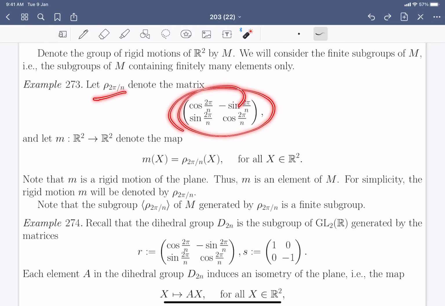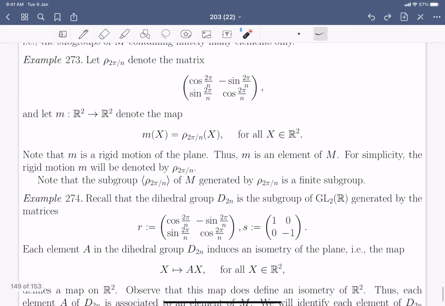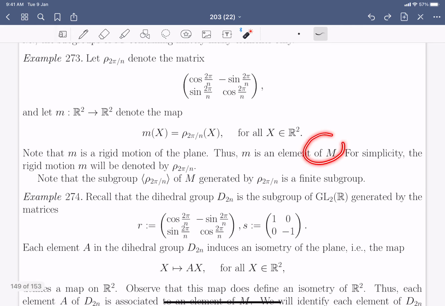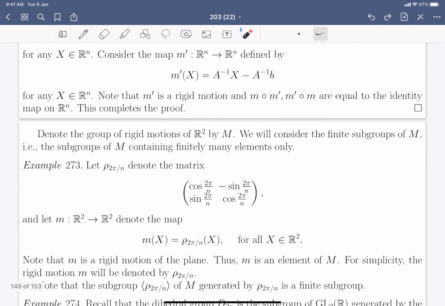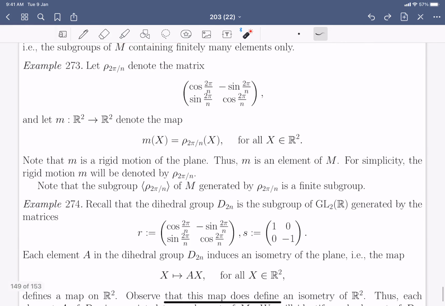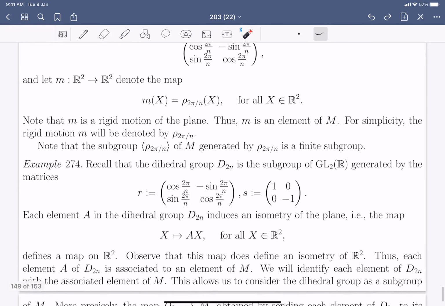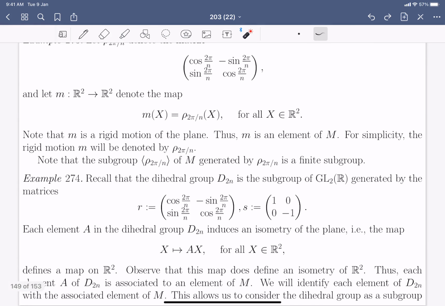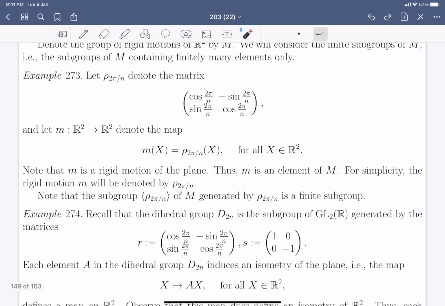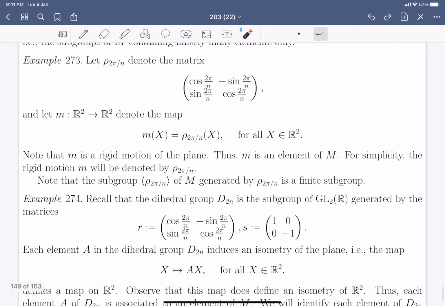Here row 2n denotes this matrix. This is a rigid motion of the plane. Thus this map M that we have just defined is an element of M, where M stands for the group of rigid motions of R2. Sometimes, for simplicity, we'll prefer to use the notation row 2n for this map M itself, whereas row 2n was just a matrix.